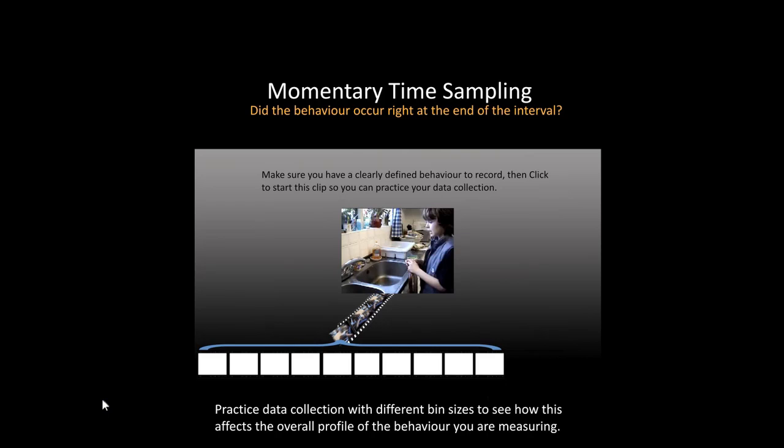Make sure that you have clearly defined the behavior to record, then click the start of this clip so you can practice your data collection. Practice data collection with different bin sizes to see how this affects the overall profile of the behavior you are measuring. I'm not going to play the video again at this moment in time.